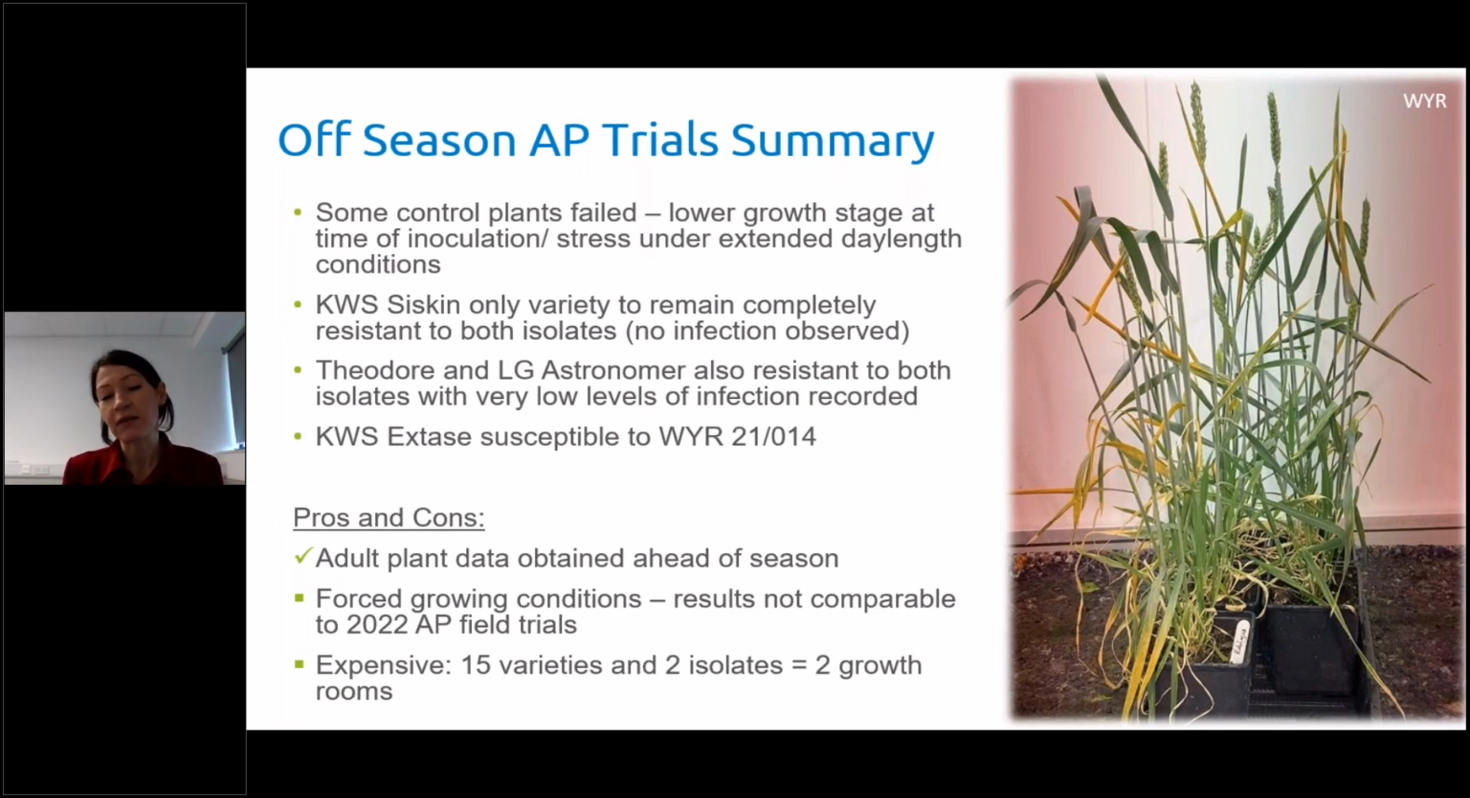We only did 15 varieties and 2 isolates, but I put each isolate trial in a different growth room. So that's 2 growth rooms, and if I'd done the full set of RL and RL candidates against 5 isolates, like I do in the field, then it would take up a huge amount of space in either a glasshouse or a growth room.